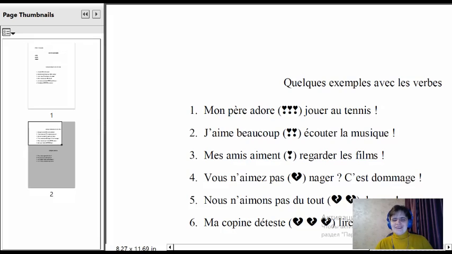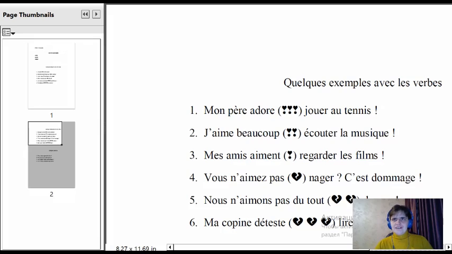And the last one is ma copine déteste lire. My friend hates reading. Well, too bad. C'est dommage. What do we notice here?